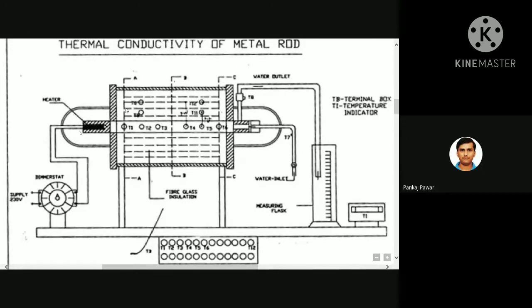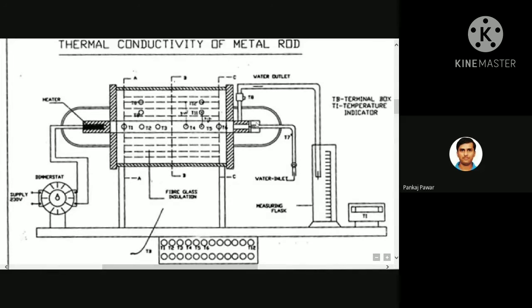Now see here, this particular image is for the thermal conductivity of metal rod. You just observe the arrowhead or pointer where I am going to move. This is the setup diagram for thermal conductivity of metal rod. Now here, this part what you have, it is the dimmerstat. Okay, through the dimmerstat, heat input is given at this particular point.